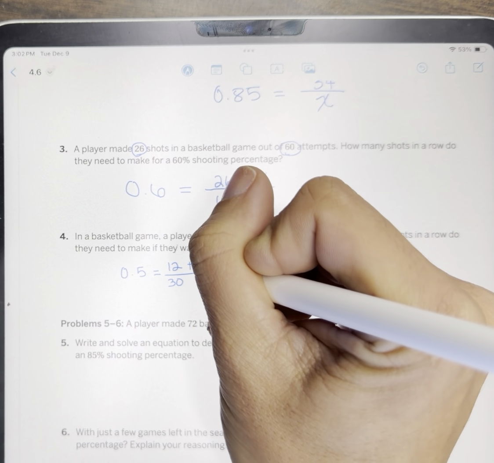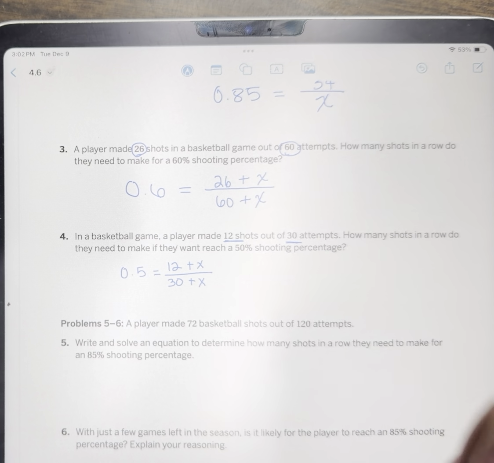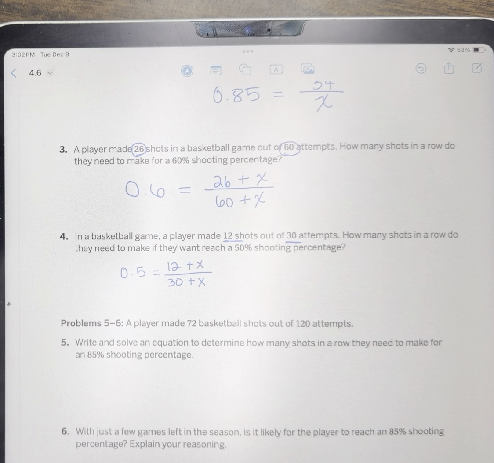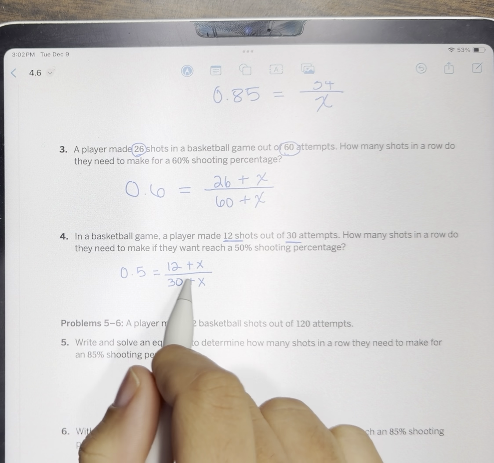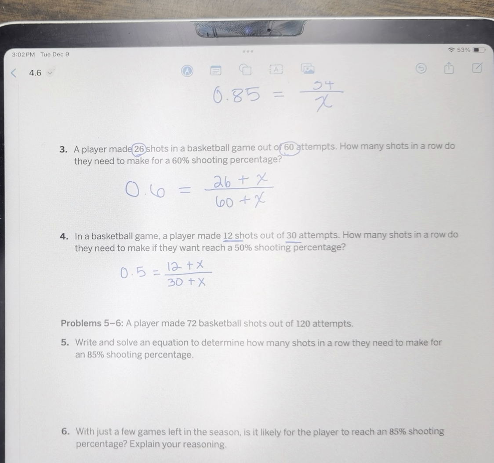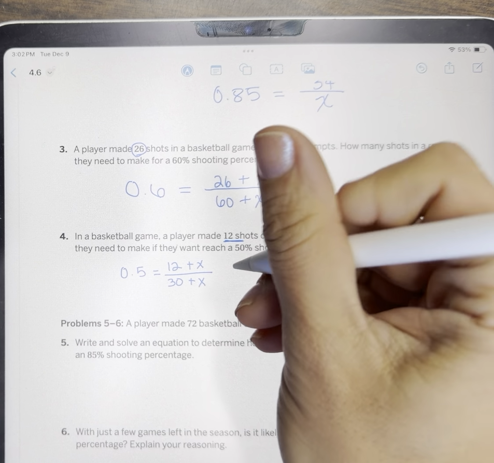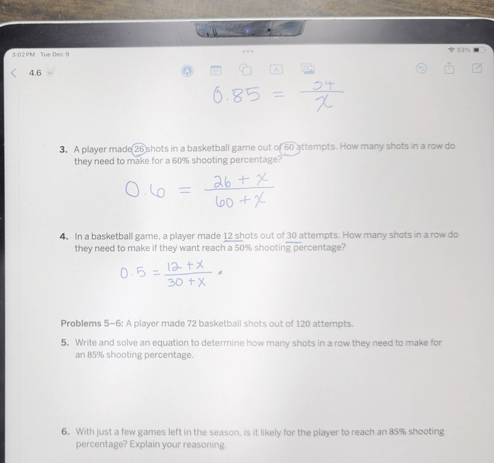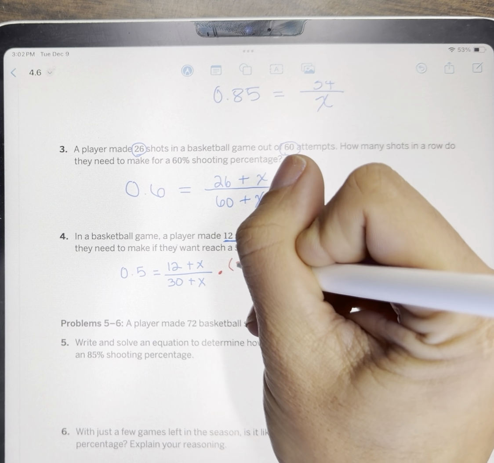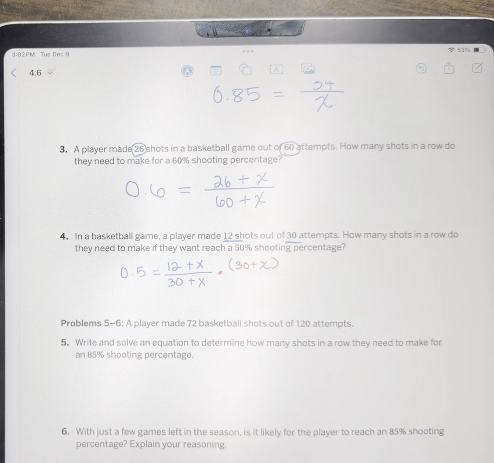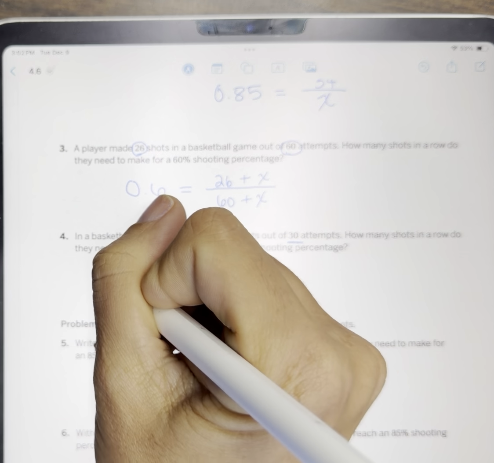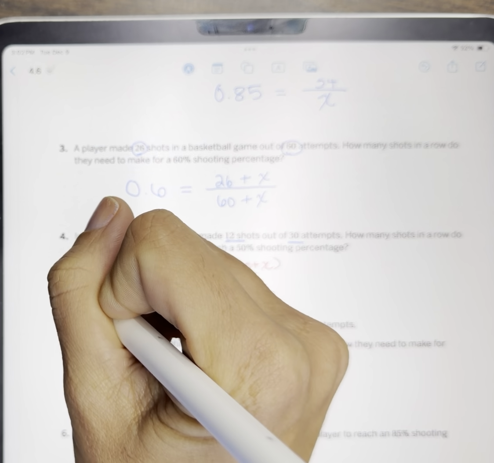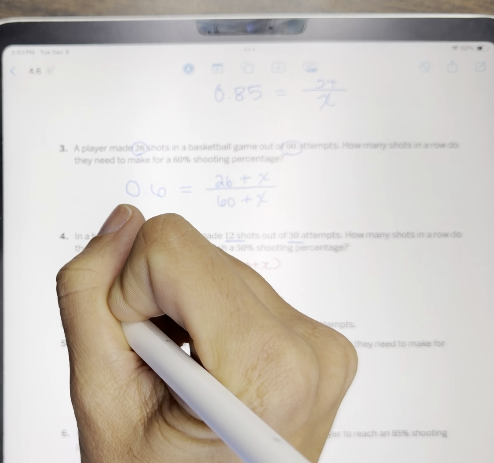I'm gonna take more shots, hope to make them all. So it's gonna improve my shots made and my attempts by this unknown number. And I'm gonna see how many x needs to be for my percentage to raise to 50, okay? First thing we do, you guys, we get x out of the denominator. And the way we get x out of the denominator is to multiply both sides by whatever that denominator is. Nope, it's 30 plus x. I don't know what I was thinking there.